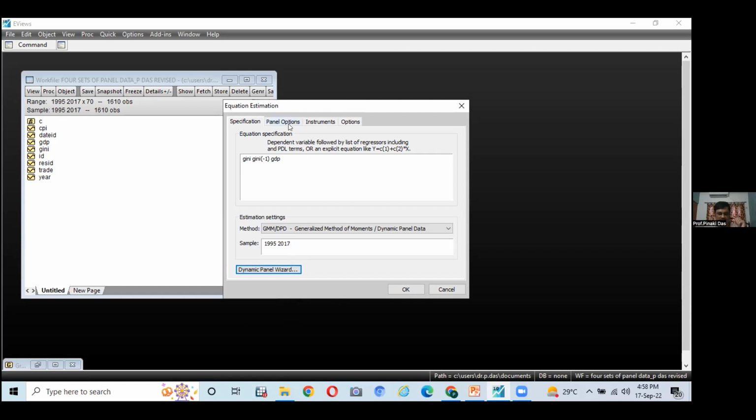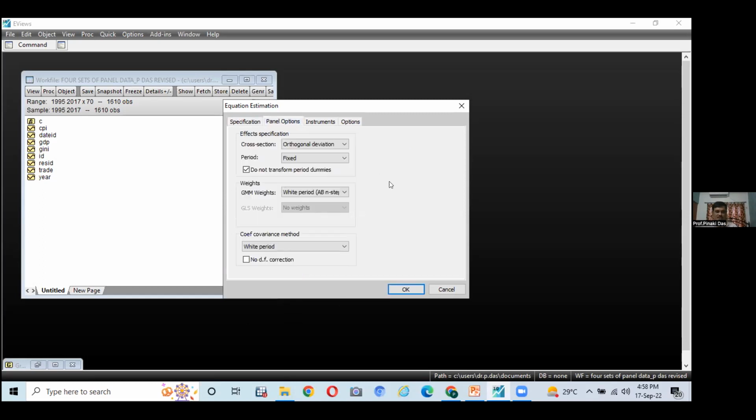Now here we consider the panel option. In the panel option, in case of cross section, we have already considered orthogonal deviation, and in case of period, we consider fixed dummy. Therefore, it is fixed by default. In the panel option, the software considers orthogonal deviation as we have selected in the dynamic panel data wizard, and for the period it is fixed. And for the estimation procedure it is GMM weights. The weights is white period as specified by Arellano and Bond.